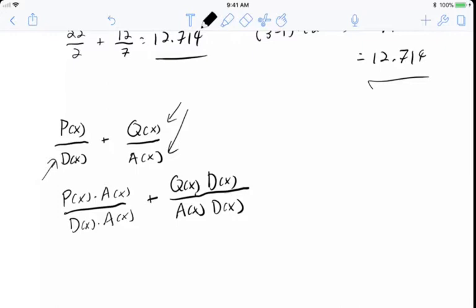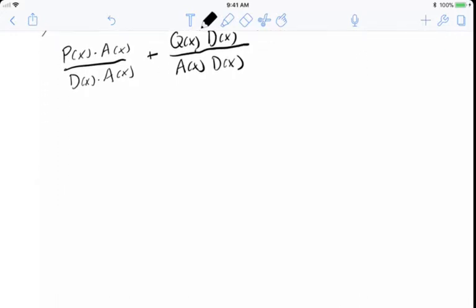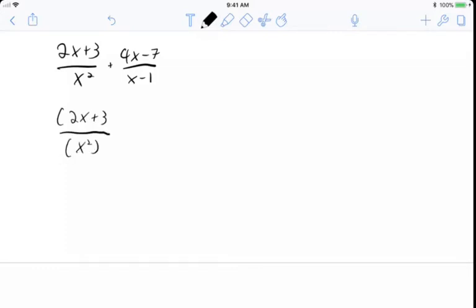Let me try that first one again. It's eating into me. All right, 2x plus 3 divided by x squared, plus 4x minus 7 divided by x minus 1. So this first one becomes 2x plus 3 times x minus 1. When you do it, you don't need to expand the denominator. You can if you want, but often it's tricky to factor a polynomial, so sometimes it's helpful just to leave the factored form.